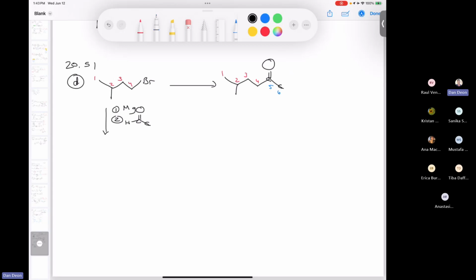So after proton transfer with H3O plus, what are you going to end up with? So we have 1, 2, 3, 4, then 5, 6, and we would have the secondary alcohol like that. So that means in the next step, all we have to do is oxidize that using PCC. There's nothing wrong with doing it that way.